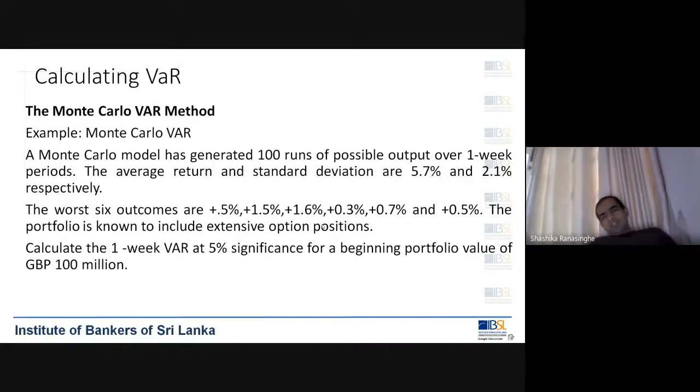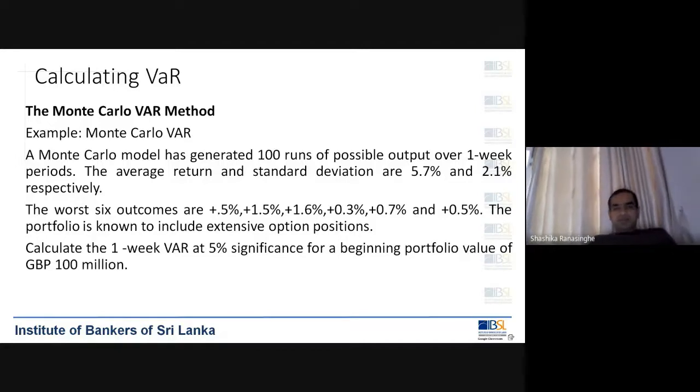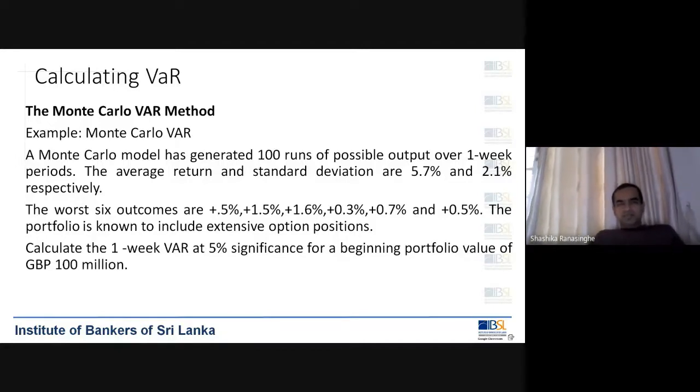It says 1 week value at risk at 5% significance, which is the fifth worst outcome, right? Fifth worst outcome is 1.5% of 100 million, which is 1.5 million.